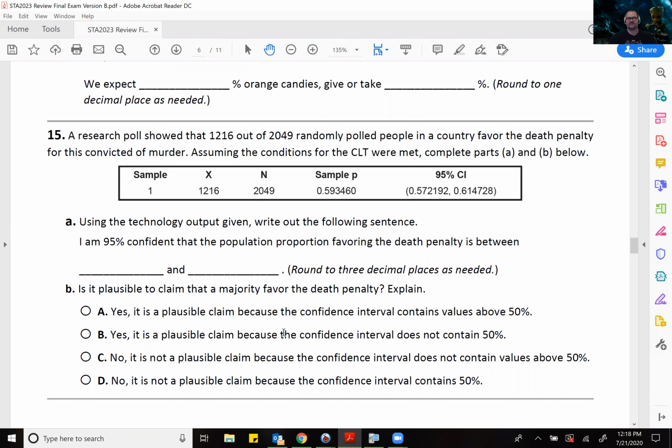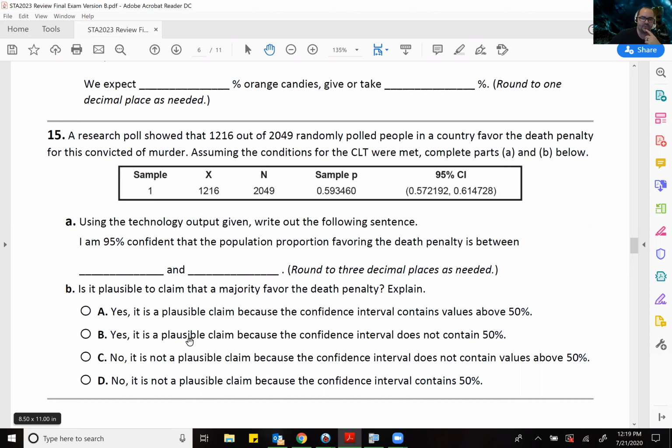And the answer is yes, because all of this interval right there is above 50%. You have a majority in here. 57% is a majority. 61% is a majority. So we're looking for a yes answer. So that means C and D is out. So we're going to say, yes, it is plausible because the confidence interval contains values above 50%.